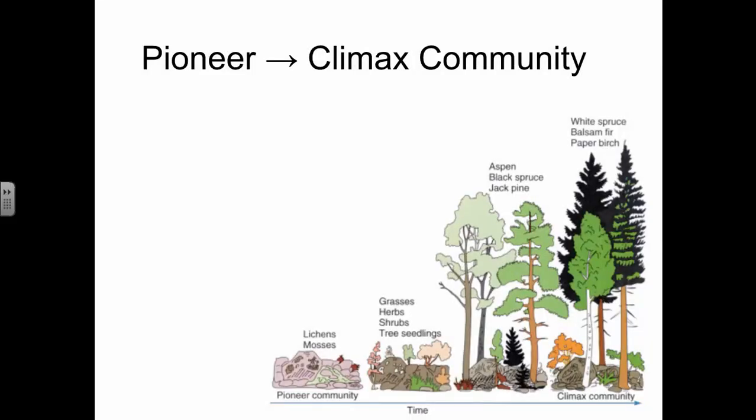Here are just some diagrams to show the stages of succession, primary succession, in some areas. You go from bare rock with lichens and mosses, to grasses, herbs, shrubs, small trees, seedlings, some fast-growing tree species, and then eventually slower-growing trees that are the climax.